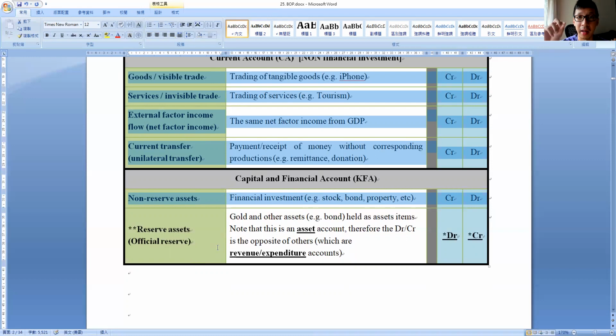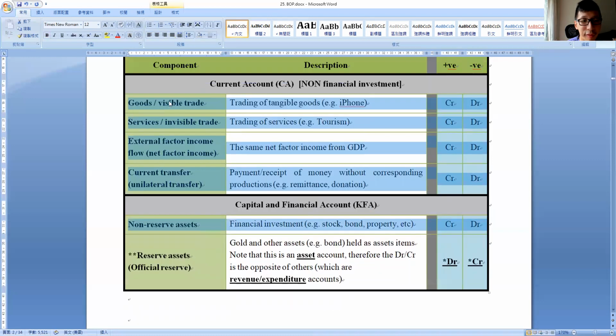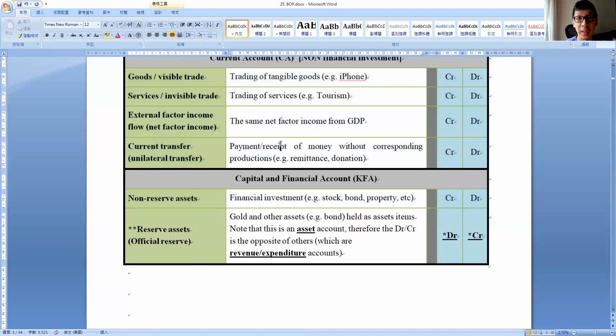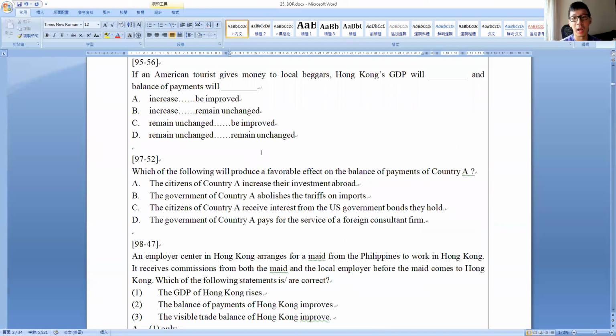Basically, it is a balancing account for the five of them, for all the inflow and outflow. Let's forget about it for now. You just need to know it is in the KFA. Nothing else. Alright, if it is okay, then let us proceed to look at a lot of questions. Not some questions, but a lot of questions.